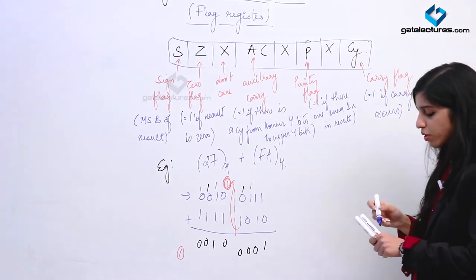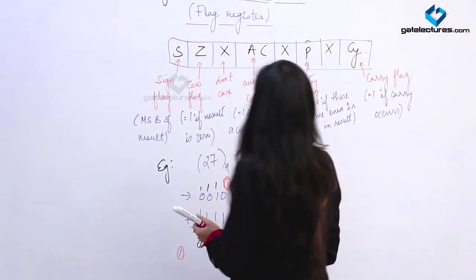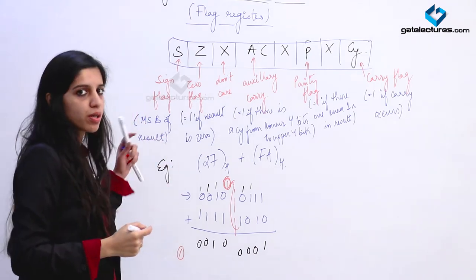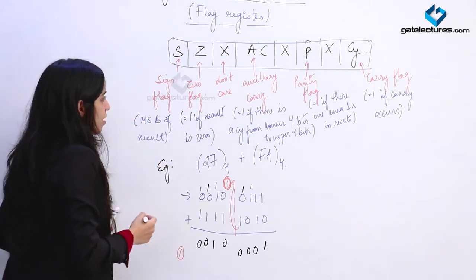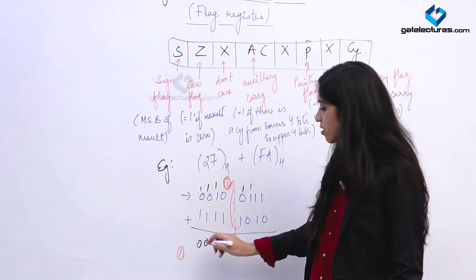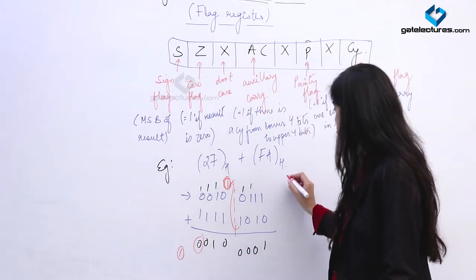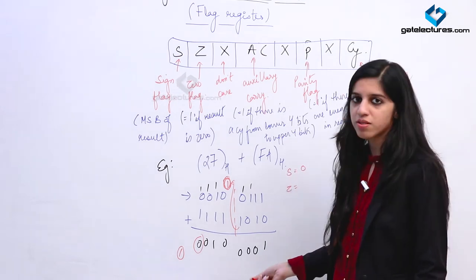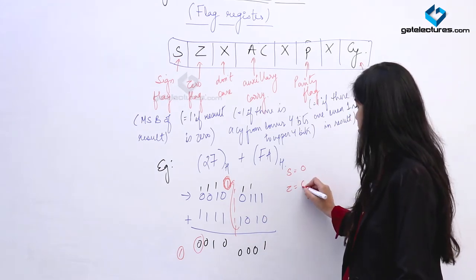Carry occurs. So we're going to look at the status of this flag register for the operation that we have just performed. We're going to look at it one by one. So the sign flag for this result is the MSB of the result. Here the MSB is 0, so the sign flag is going to be 0. The zero flag is going to be 0, since the result is not 0.